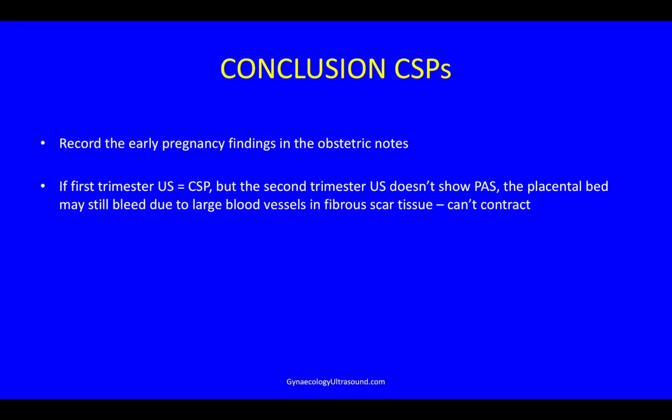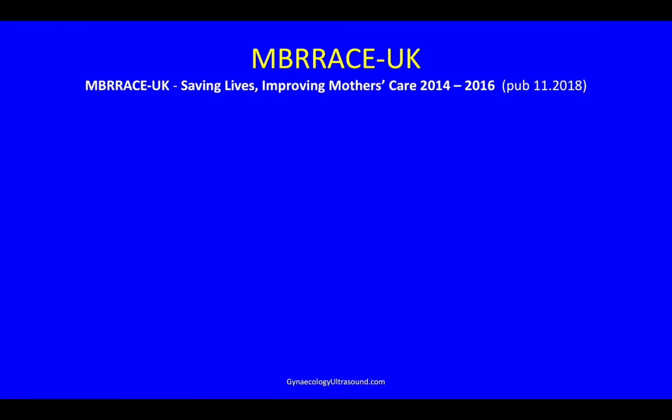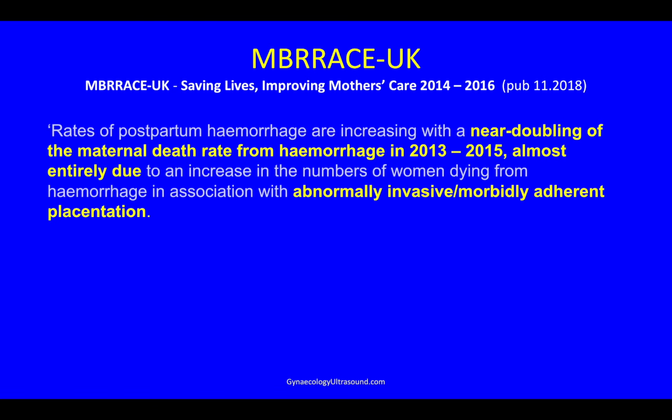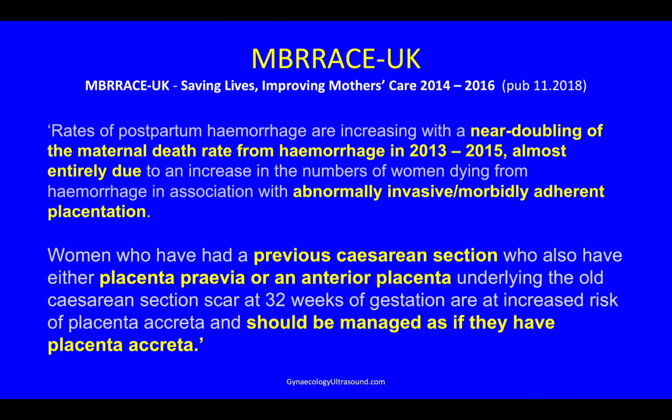You need always to record the early pregnancy findings in the obstetric notes, so that the obstetricians know what you thought about it in the first trimester. And even if the second trimester then doesn't show placenta accreta spectrum, the placental bed might still really bleed due to these large vessels that can't contract. So I'll finish by saying what Embrace told us in 2018, that there has been a near doubling of maternal death rate from hemorrhage, almost entirely due to this abnormal placentation. And they suggest that if somebody's had a previous section and has placenta previa or an anterior placenta under the scar, you should manage them as if they have placenta accreta spectrum.